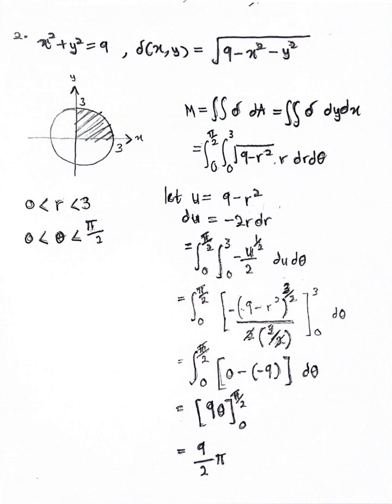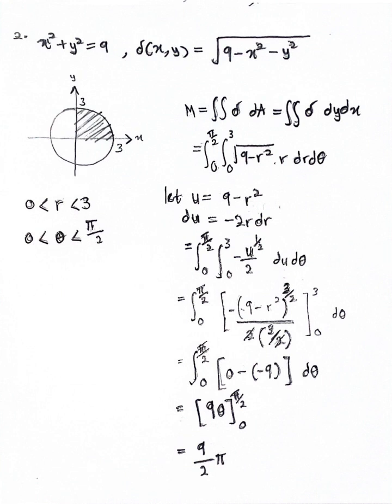We substitute that into the mass of the lamina, and we have the integral from 0 to pi over 2, the integral from 0 to 3, of square root of 9 minus r squared, r dr d theta. How do we get the square root of 9 minus r squared? We know r squared is equal to x squared plus y squared, and then we let u equal 9 minus r squared, and du we have negative 2r dr. Then we have another equation, which is the integral from 0 to pi over 2, the integral from 0 to 3, of negative u to the power of 1 over 2, over 2, du d theta.